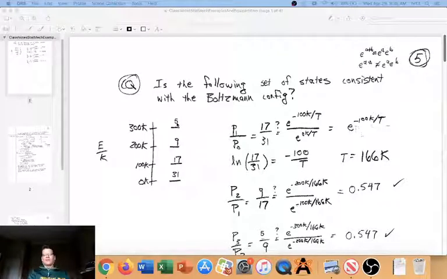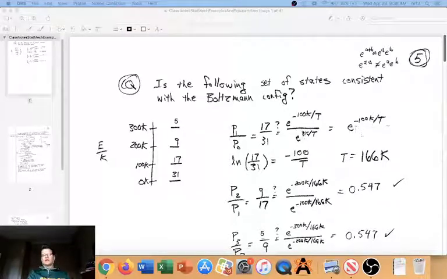To figure out if it's consistent or not, we can look at a ratio between the states. For example, the population in the first excited state versus the ground state is 17/31, and then ask ourselves, is that equal to what we would expect the ratio for the Boltzmann distribution to be? Here I'm just working with the numerators of the Boltzmann distribution, because the denominators, Q, the sum over all states, will be the same for both states. So the denominators cancel and we just have the numerators.